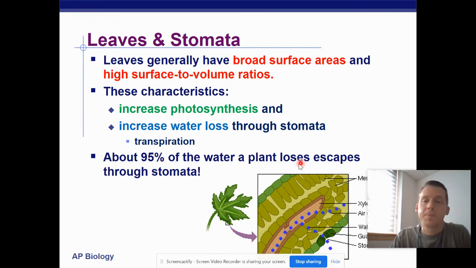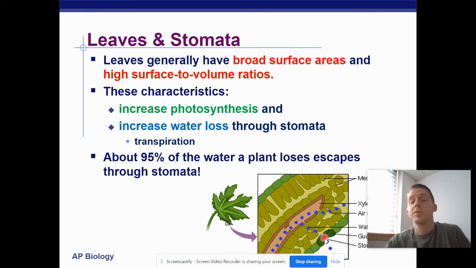So we can look here. So this is a cross section of a leaf. This is the top of the leaf up here. So notice all these big green cells at the top. This is where photosynthesis happens. This is a vein. So this is part of the xylem. So water is flowing through the xylem. And at the bottom here on the underside of leaves, we have the stomata.